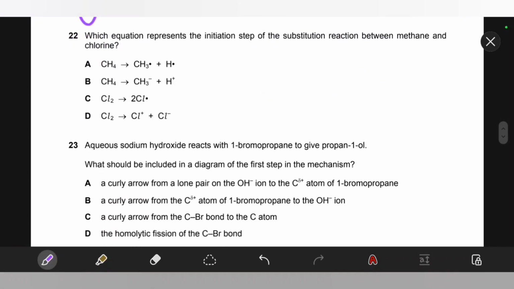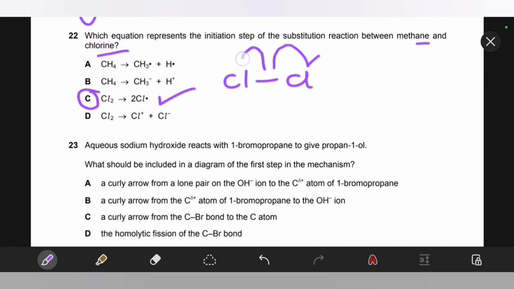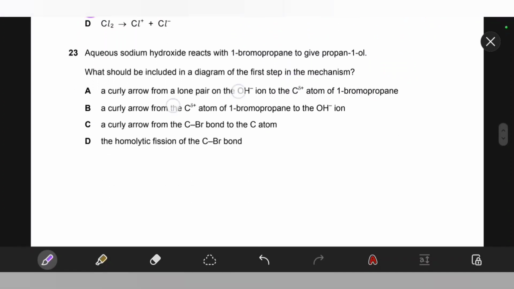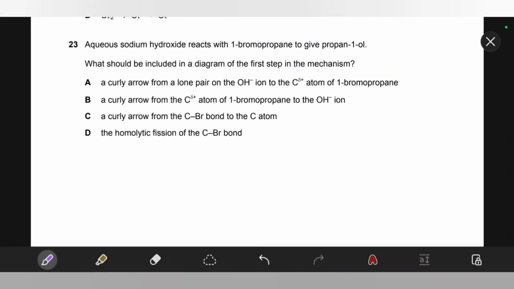Which equation represents the initiation step of the substitution reaction between methane and chlorine? That would be this one, which is the homolytic fission. For example, this is the Cl bonded diatomic state. It breaks homolytically and forms two radicals, free radicals.